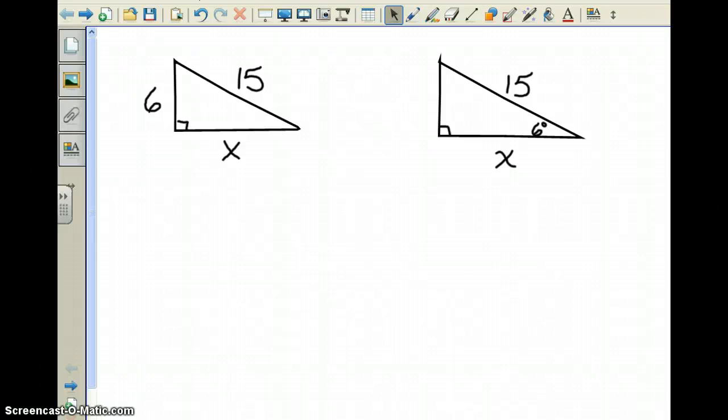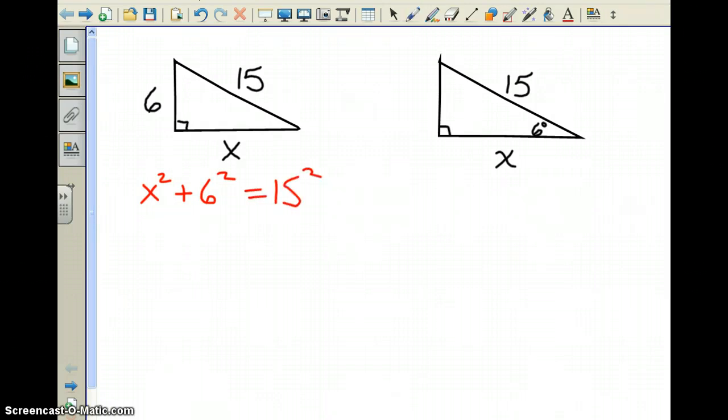Take a look at these two right triangles. And in both of them, we want to find the value of x. So think about how we could go about doing that. In the triangle on the left, hopefully you said we could do Pythagorean theorem. We could set this up as x squared plus 6 squared equals 15 squared.